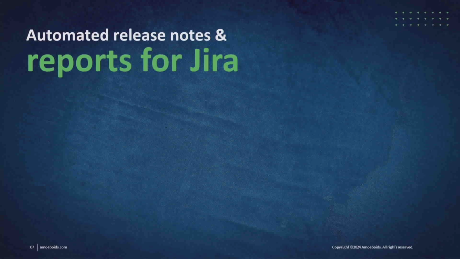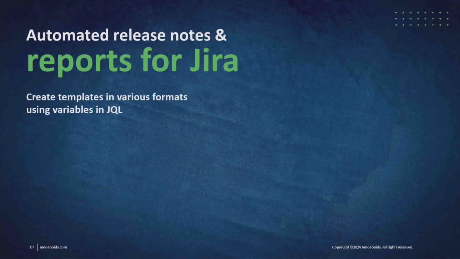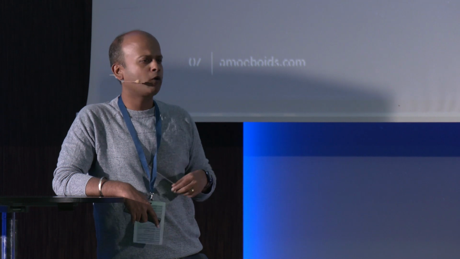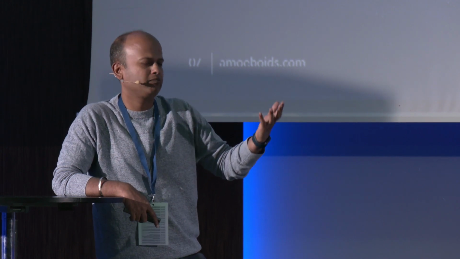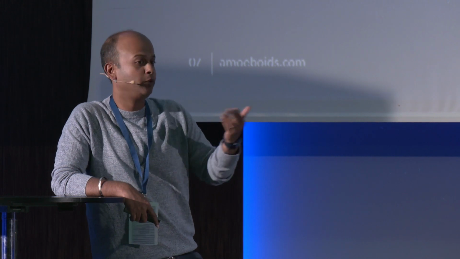I'll quickly talk about the abstraction layer, how this app works. It lets you create templates in various formats using a tweaked version of JQL, right? Let's take a step back. Imagine you want to generate reports from Jira. Typically, what you're going to require, first, you would want to identify the issues that should be included in your final report. You call them issues, tickets, tasks, whatever, but you would need to identify them.